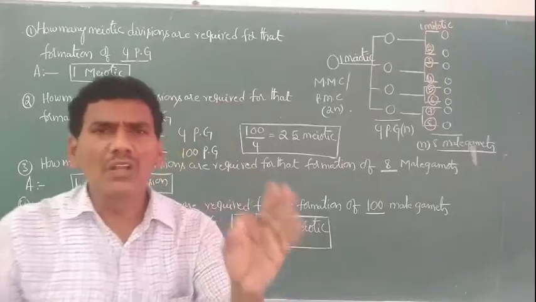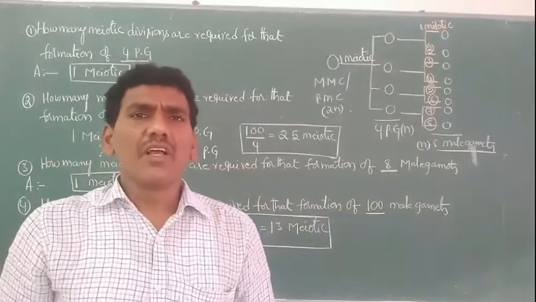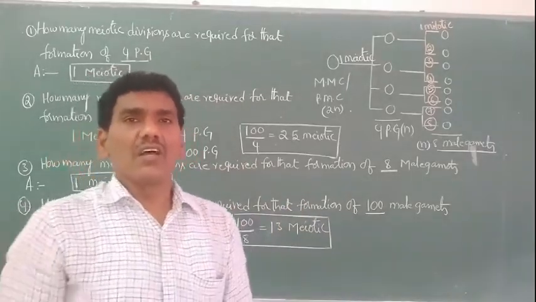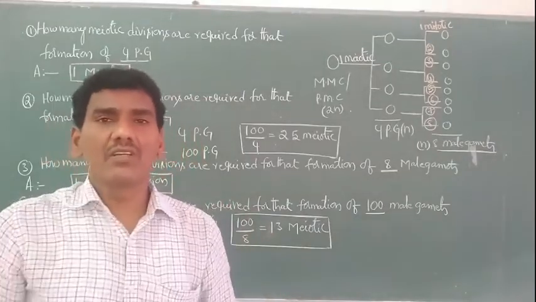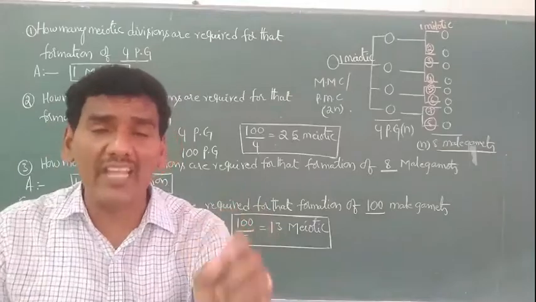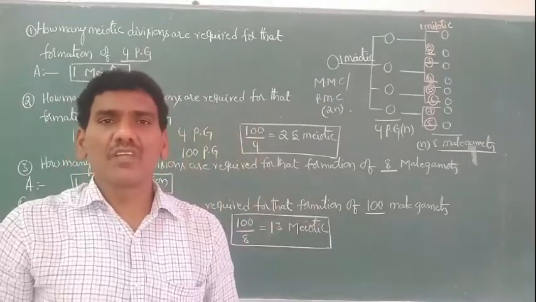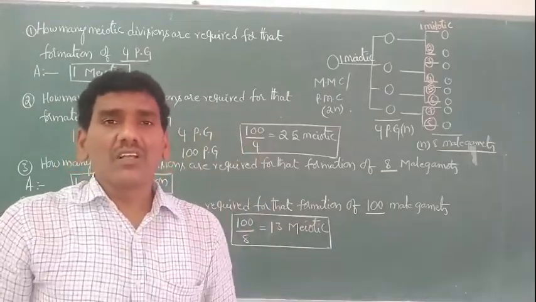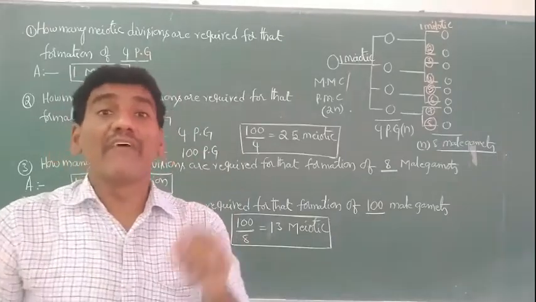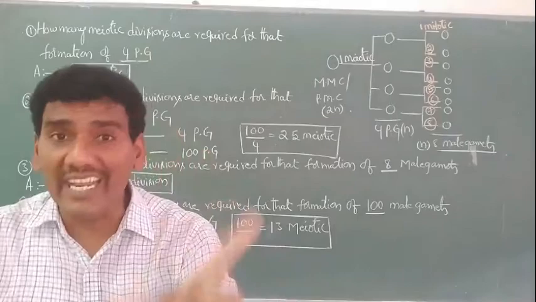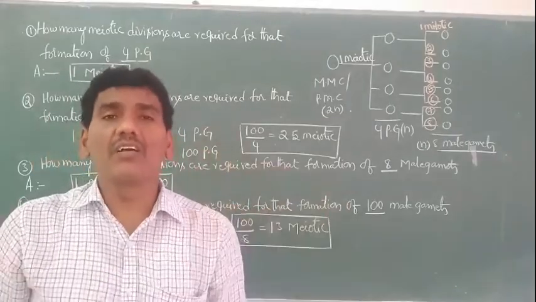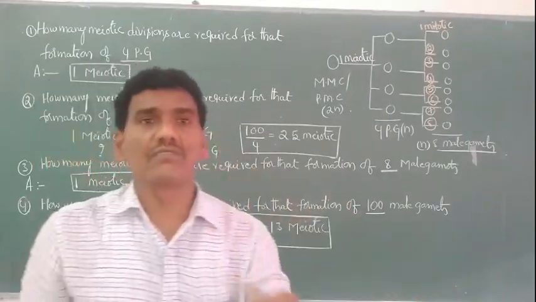Very simple answers. In the examination, if the pollen grains are given, to find out the meiotic divisions, take the given number of pollen grains by 4. If the male gametes are given, to find out the meiotic divisions, take the given number of male gametes by 8.